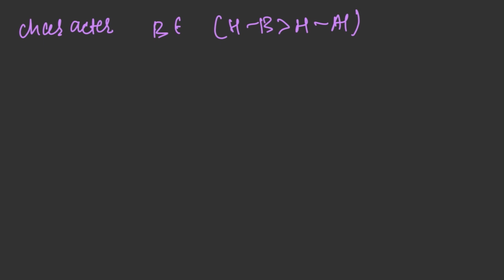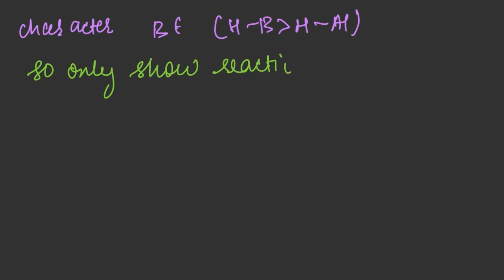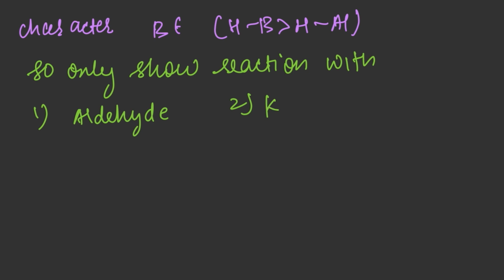So it can only show reaction with, first, aldehyde, second, ketone, third, acid halide. So it only shows reaction with these three, because these three have the highest reactivity among all the C double bond O group type of compounds.